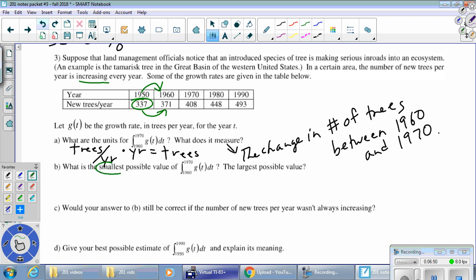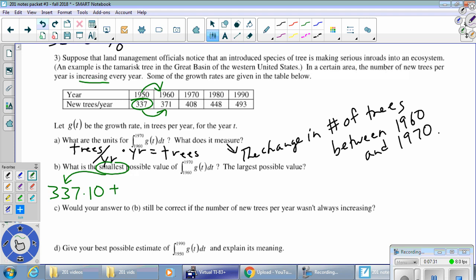So for our smallest possible one, it's going to be 337 trees per year, but times 10 years. It's not just 337 because it's a 10-year period. You can think of this as the area of a rectangle, base times height. 337 is the height, 10 is the base. Or you could think of it like our velocity curves. It's velocity times time. 337 in some sense is the velocity of the trees, and 10 is the number of years, the time. So velocity times time, or height times base.